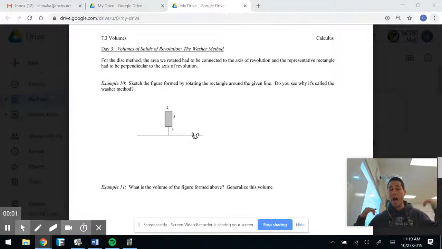Aloha, aloha, aloha. Section 7.3, part 3, volumes of solids of revolution, the washer method. Now, we're going to start taking notes in here, but I need you to get your own notes out because there's a way I'm going to introduce this that's going to be a little bit different than some of these problems that you have here, okay? Now, the washer method. What the heck is the washer method?